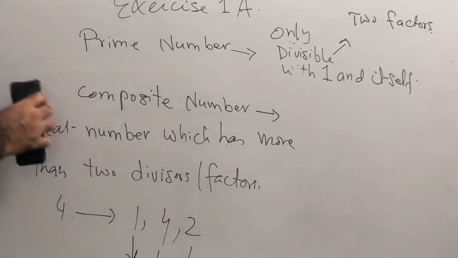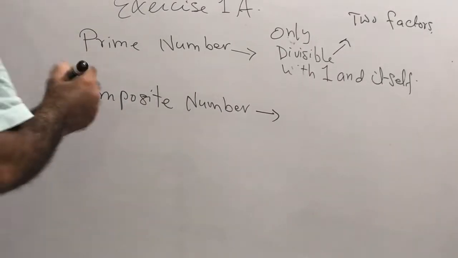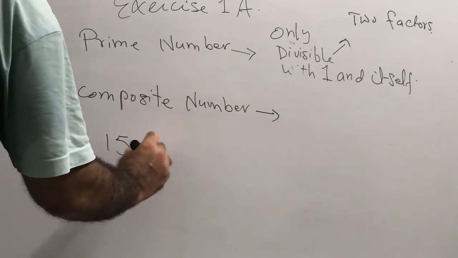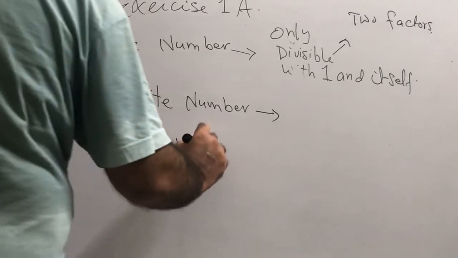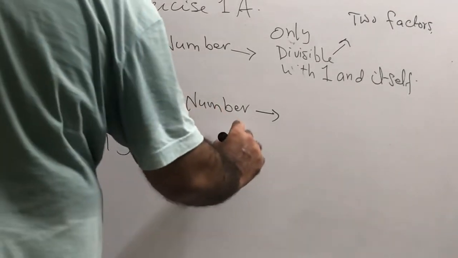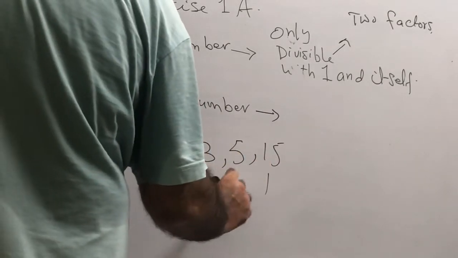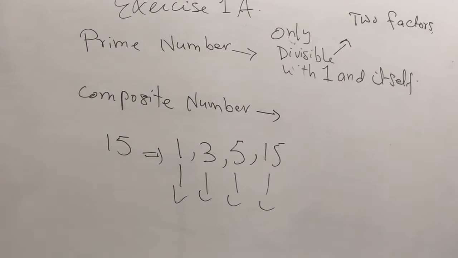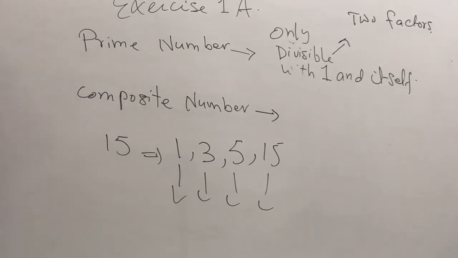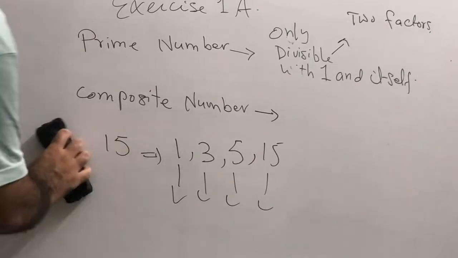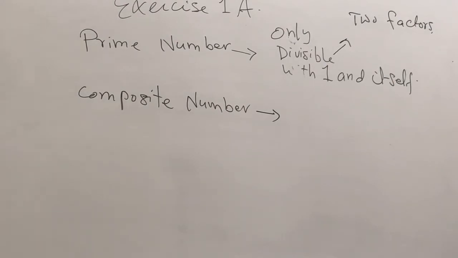Now if we talk about 15, we see that 15 can be divided with 1, it can be divided with 3, 3 5s are 15, it can be divided with 5, 5 3s are 15, and it can be divided with 15. So how many factors? 1, 2, 3, 4. 4 factors, 4 divisors. These are more than 2, so 15 is a composite number. So we explained in detail the difference between a prime number and a composite number.